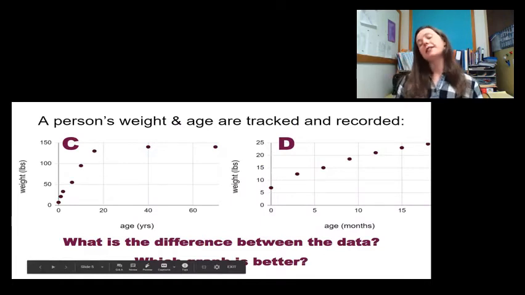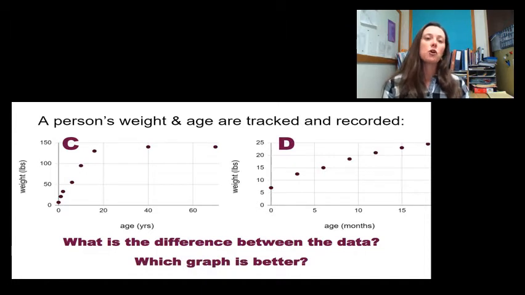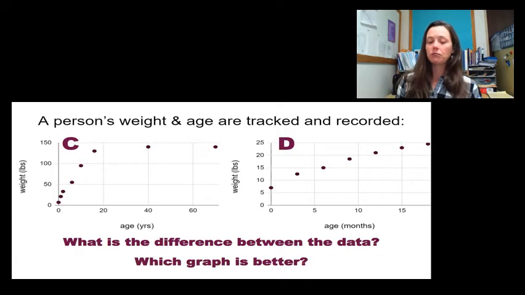All right, 2 more graphs that we kind of compared and looked at. Both of these graphs show a person's weight and age tracked and recorded. And we wanted to say, first of all, what's the difference between those 2 graphs? What's the difference between the data and which one is better?